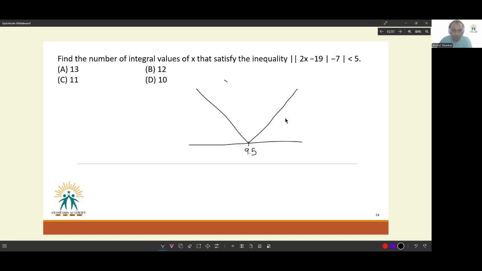Slope of 2 and minus 2. This is the model function. From this, I subtract 7. So at 9.5, I'll get a value of minus 7. The graph will be created this way now.